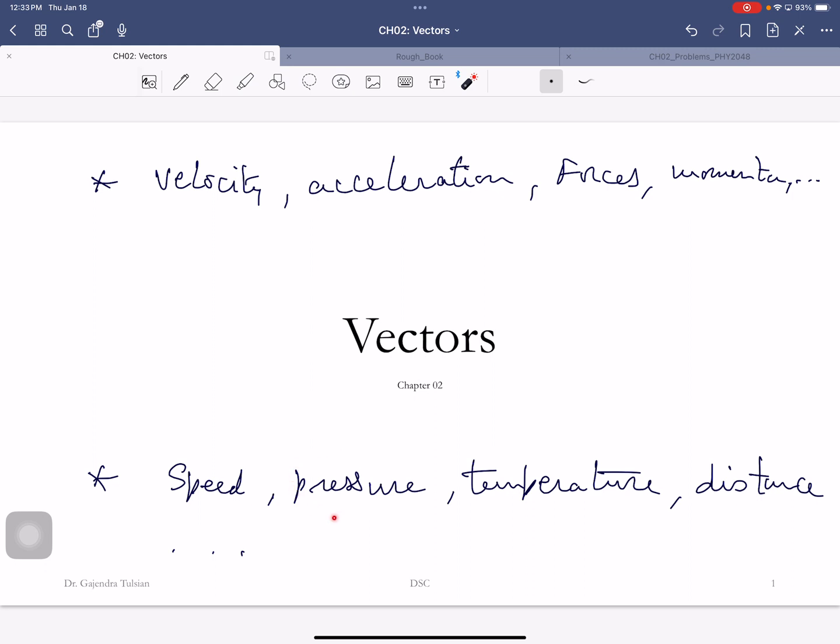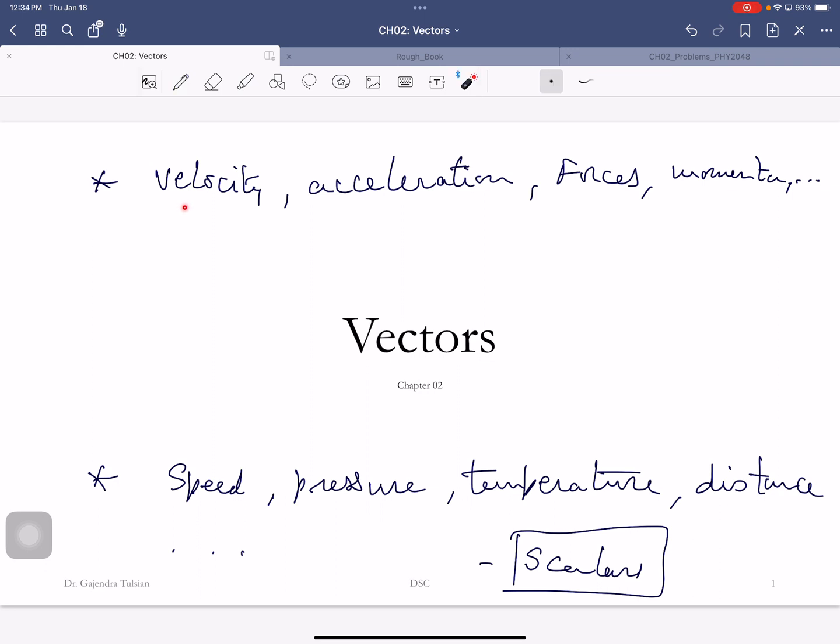To specify pressure, how many numbers do you need? One. To specify speed, how many numbers do you need? Pressure, speed, temperature: one. All these guys need one number to specify them. So you can specify these quantities using scalars. Scalars are quantities that have one number to them.